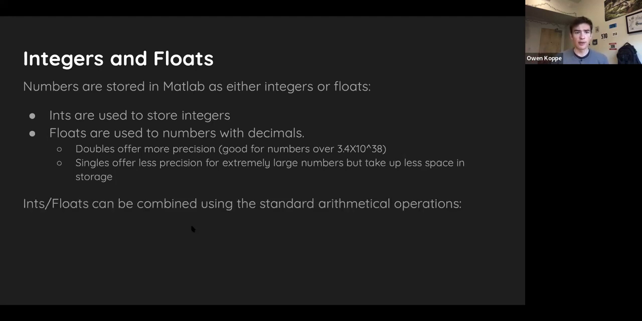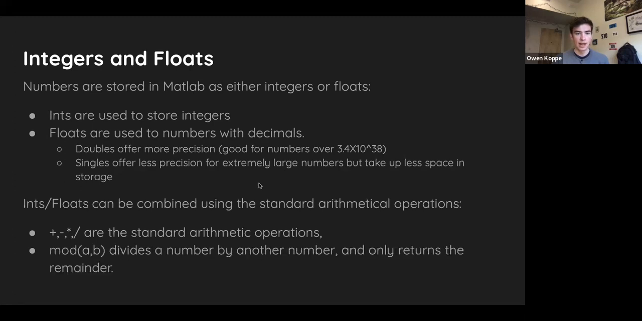So next, we're going to talk about some operations that can be done to combine integers and floats. So we have the whole array of standard arithmetic operations at our disposal. Things like addition, multiplication, subtraction, division, all those signs would do exactly what you would anticipate them to do. And we'll do some examples here in a second. And we also have things like modular arithmetic. So mod(a, b) is going to return just the remainder if we were to divide those two numbers.